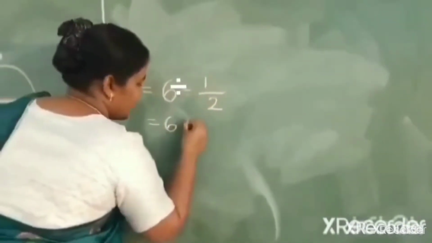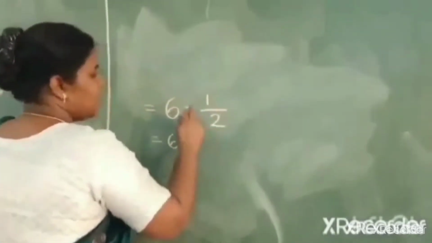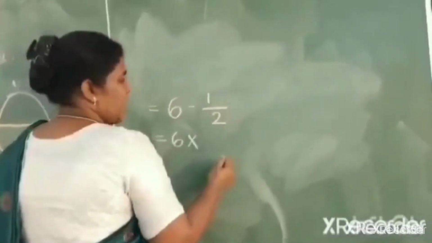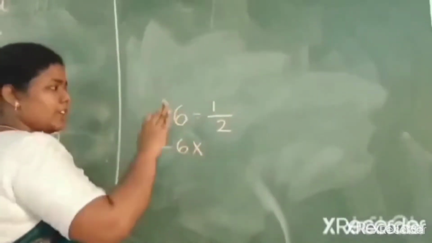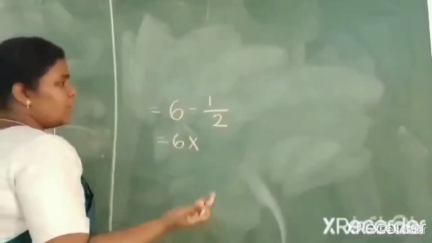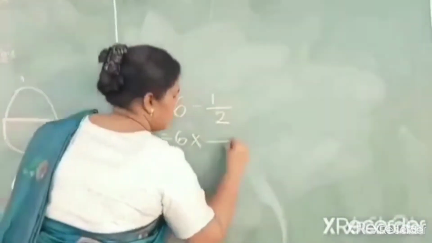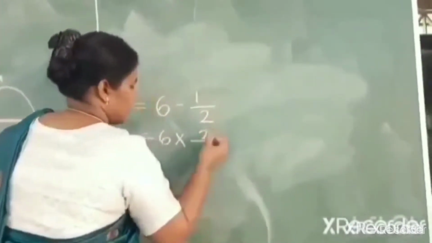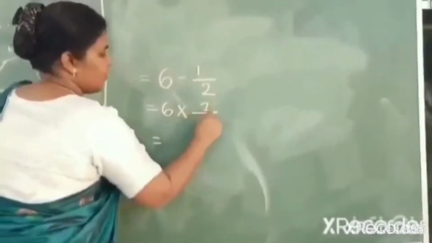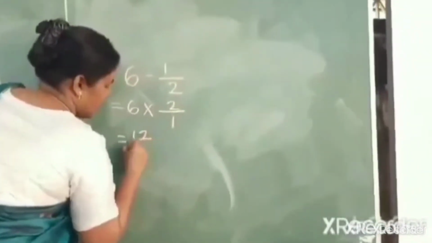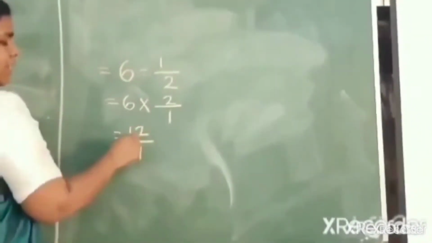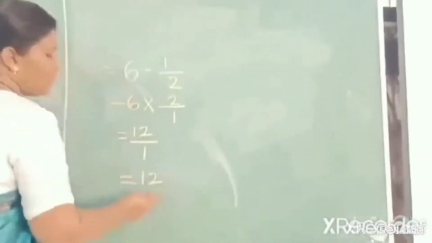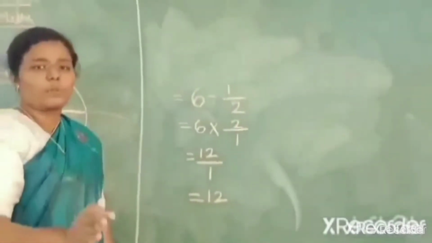The division symbol will turn into multiplication. While turning the division symbol into multiplication, we take the reciprocal. Reciprocal means the numerator will come to the denominator and the denominator will go to the numerator. So 6 into 2 is 12, and anything by 1 is the same. Okay. So 12 students will get the half-liter water bottles.